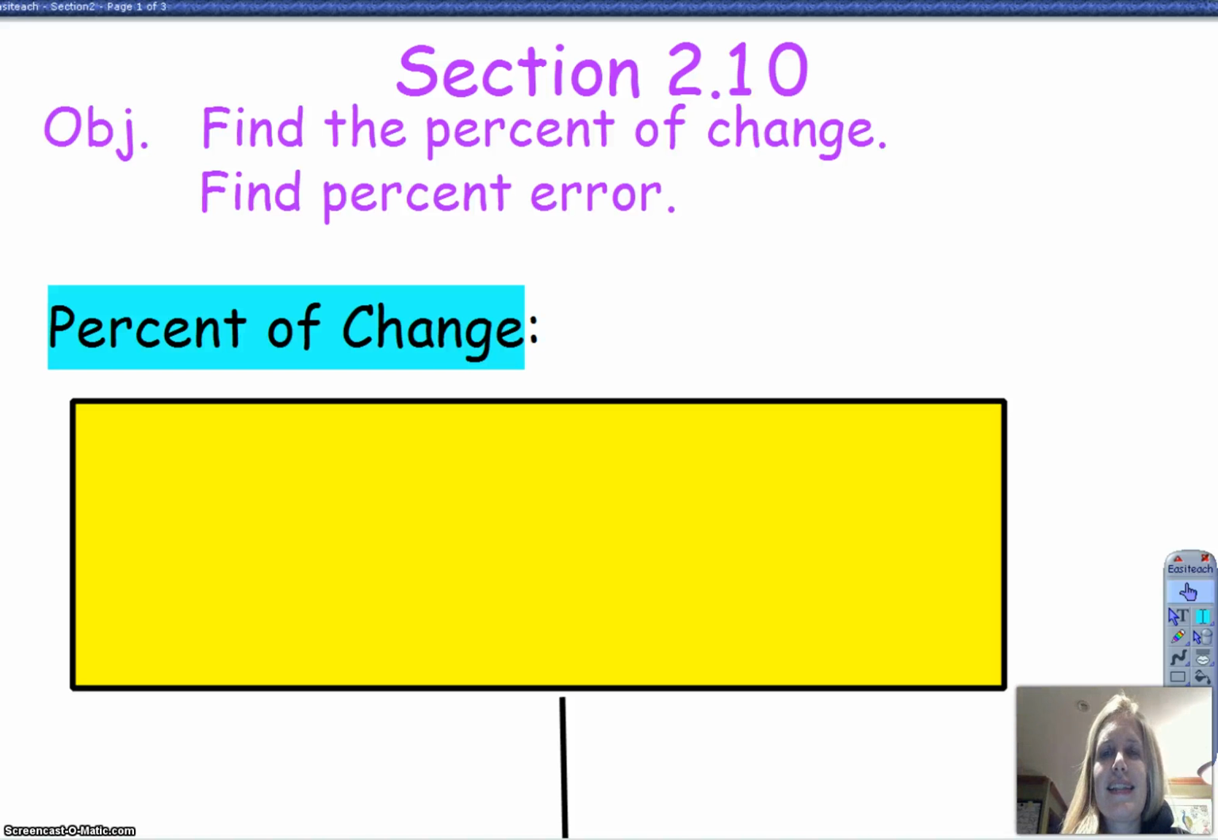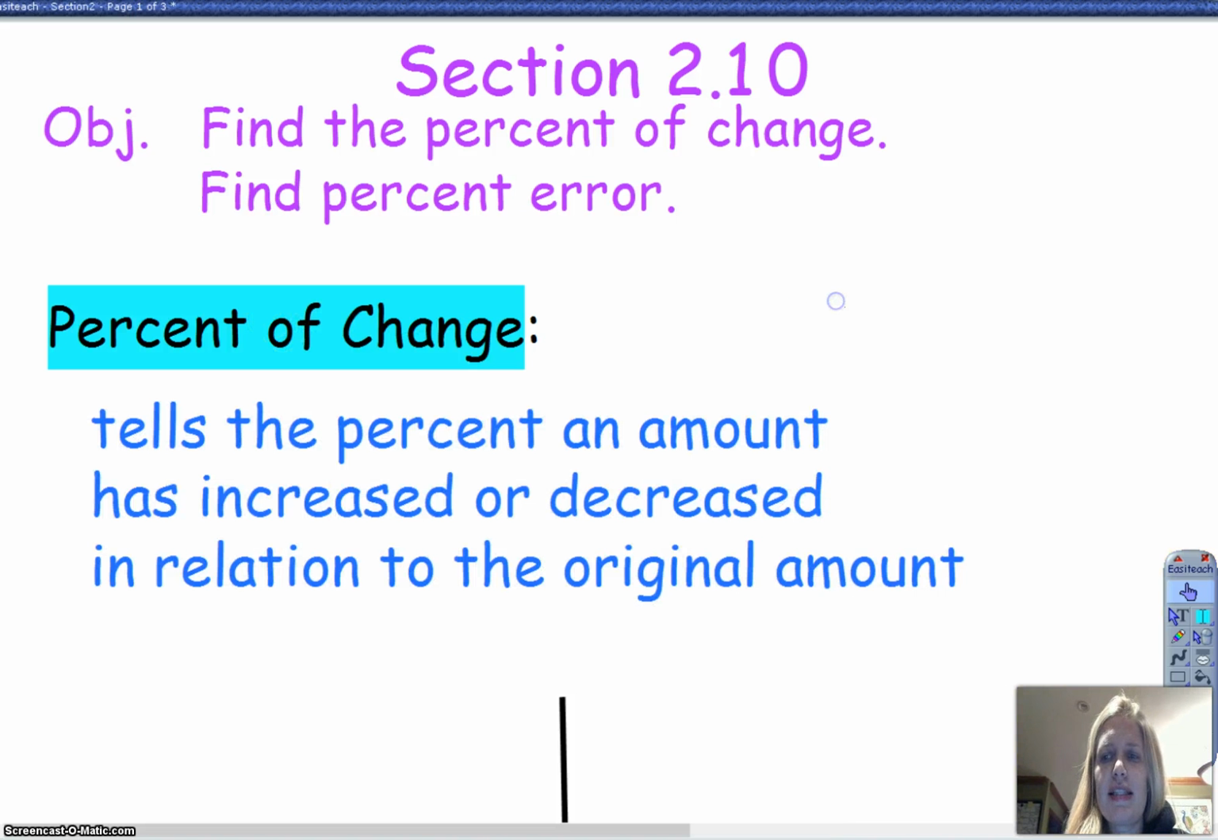Hi guys, this is the last lesson that we'll be learning in this unit that we're doing, and we're going to be finding the percent of change and the percent of error. So first, our first part is percent of change, and the percent of change just tells us the percent an amount has increased or decreased in relation to the original amount. So we're going to have two amounts, and we're going to find the percent of increase or decrease from it.